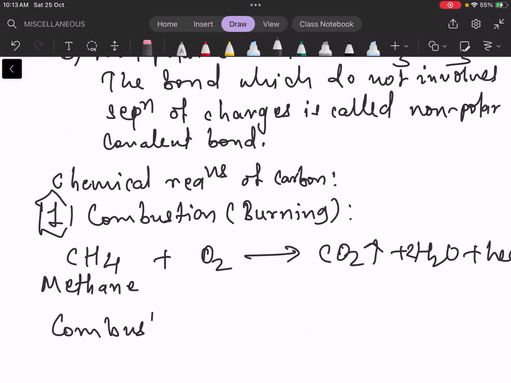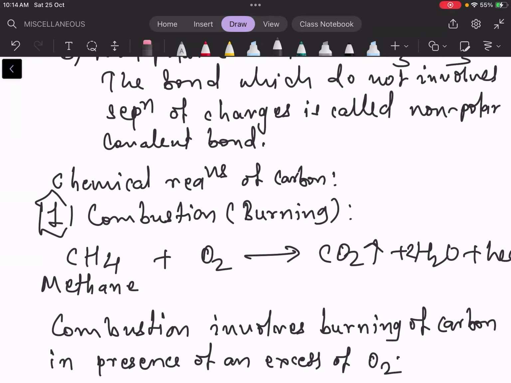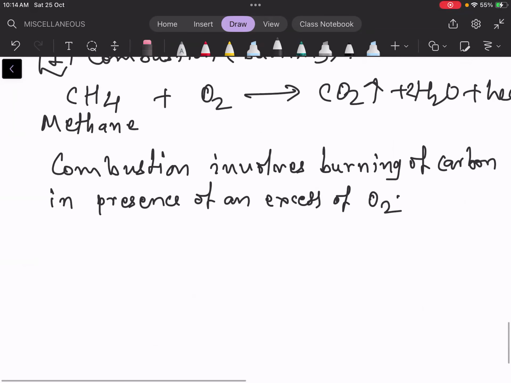Combustion involves burning of carbon in the presence of an excess of oxygen. Excess of oxygen.